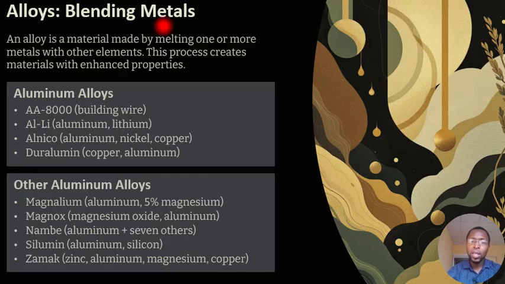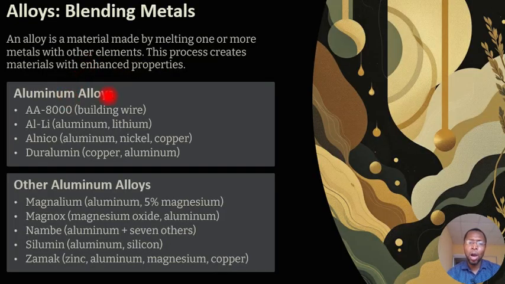All right. Now, let's talk about alloys. Alloy simply means a mixture of two or more metals. So alloy is just the blending of metals. Also, it's a material made by melting one or more metals with other elements, right? And this process creates materials with enhanced properties. When you combine two or more metals together, it enhances the properties of the new metal made, called an alloy. So let's see some examples of this alloy.